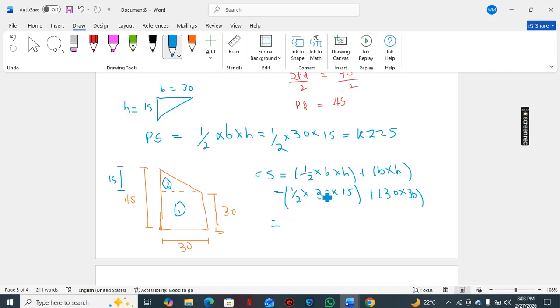So half times 30 is 15. 15 times 15 is 225 units. Plus 30 times 30, that is 900. 225 plus 900 is 1,125. So the consumer surplus has increased because of this price ceiling. They're the ones who are benefiting from the price ceiling. Any questions before we find out what the deadweight loss is?